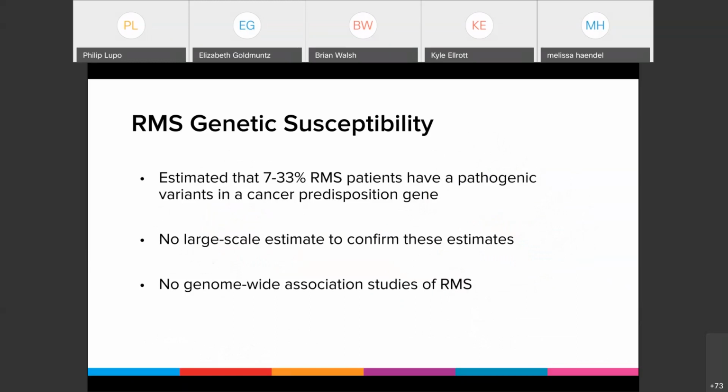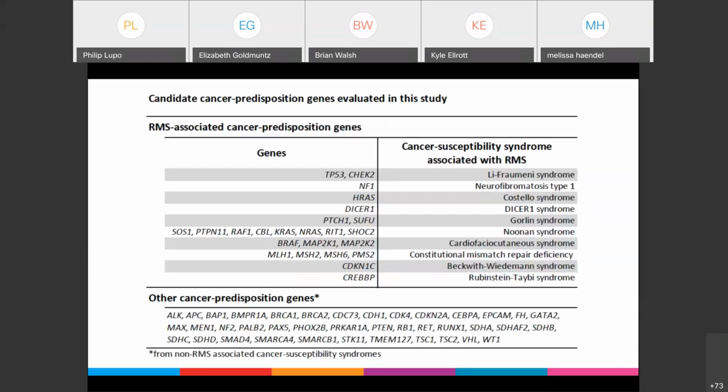In terms of genetic susceptibility, it's estimated that about 7 to 33% of these patients have a pathogenic variant in a cancer predisposition gene, but there's really been no large-scale effort to confirm these estimates. And there's also been no genome-wide association study or exome-wide evaluation of rhabdomyosarcoma. Next slide. And I just want to show you some of our preliminary data with the point of, again, thinking about how to better define a phenotype in relation to genetic susceptibility.